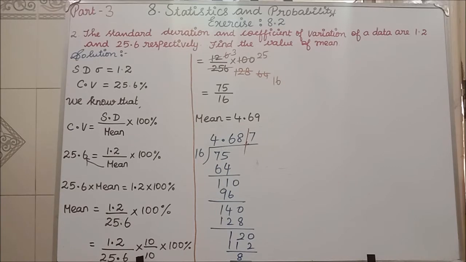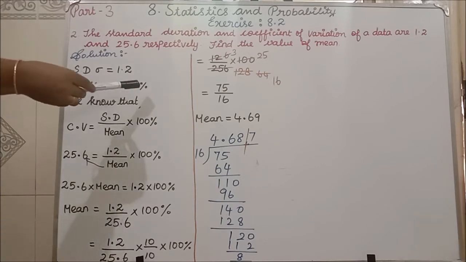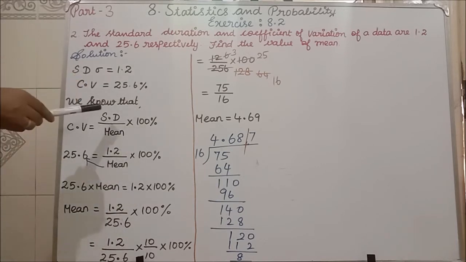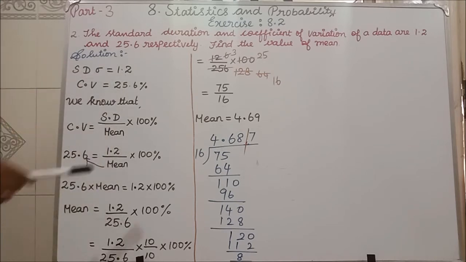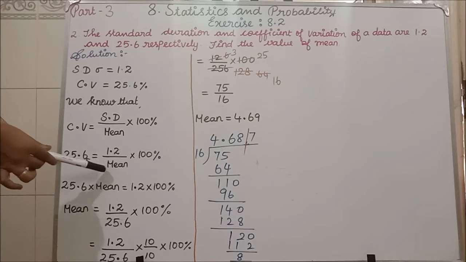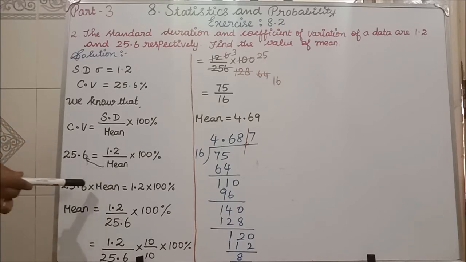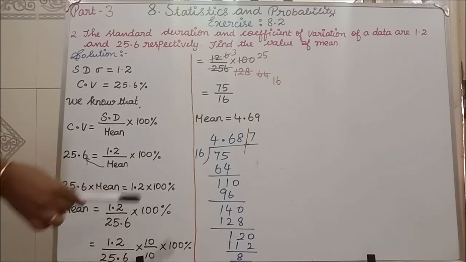We know that the coefficient of variation formula is what? Standard deviation divided by mean into 100 percentage. We know the formula, isn't it? Next, what is the value of coefficient of variation they have given? 25.6. So I have written here: standard deviation is 1.2 divided by mean into 100 percentage. Next I am cross multiplying the mean. So 25.6 into mean is equal to 1.2 into 100 percentage we are getting.